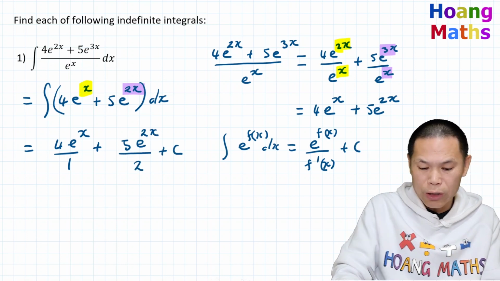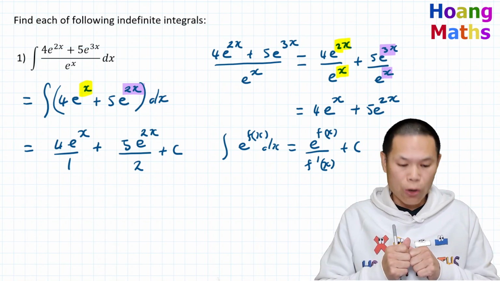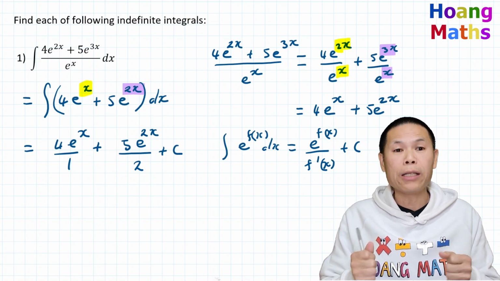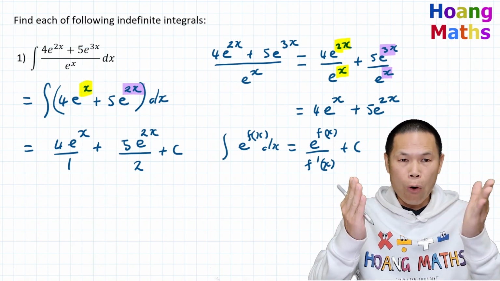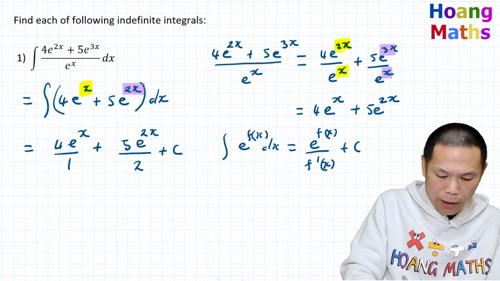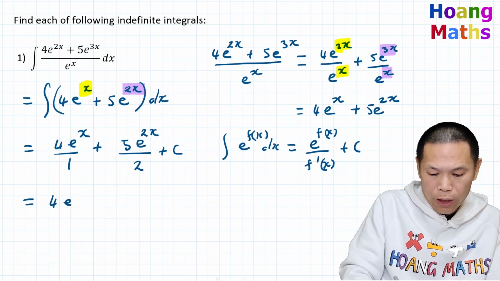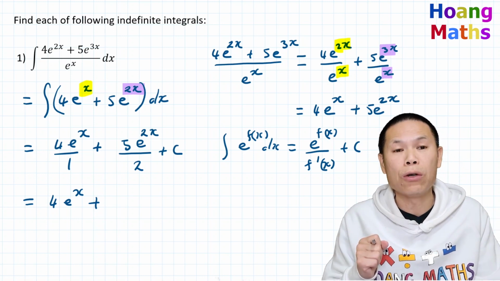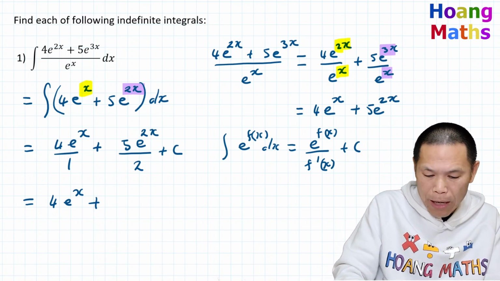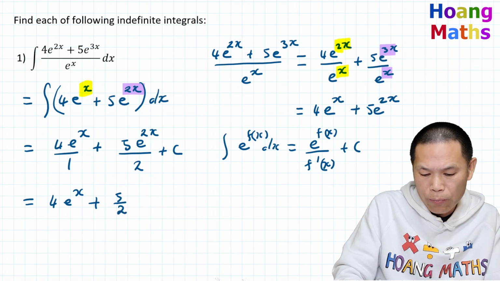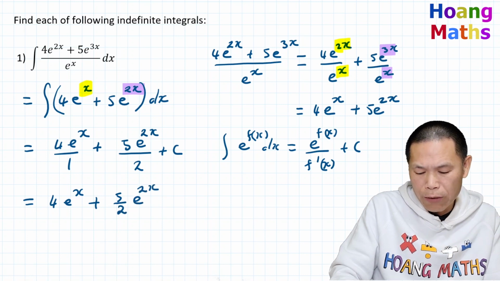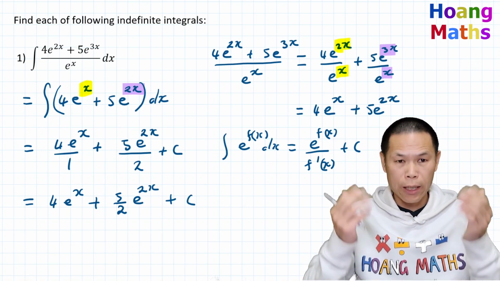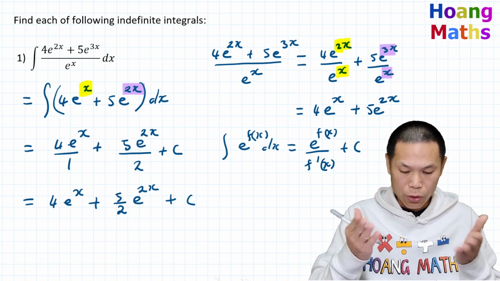And then we add a constant. So there you go. So simplify this further. 4e to the x over 1 is exactly the same as 4e to the x. And then we add 5e to the 2x over 2, which is exactly the same as 5 over 2 e to the 2x. And don't forget, we need to add a constant because of indefinite integration. So keep that in mind. So there you go.